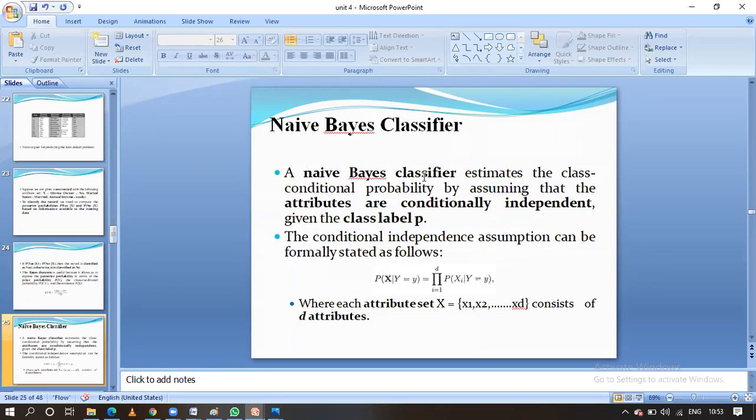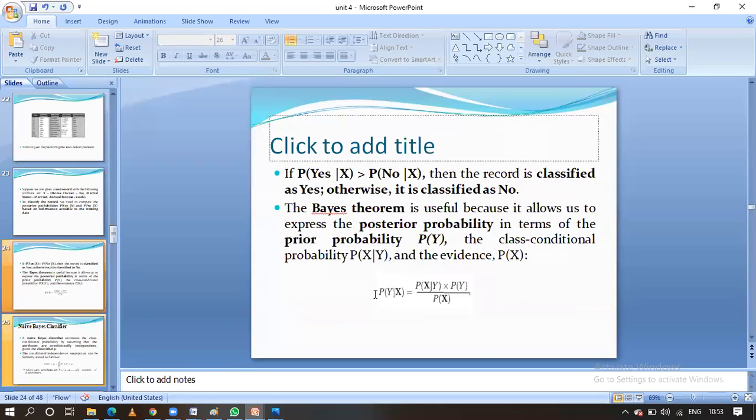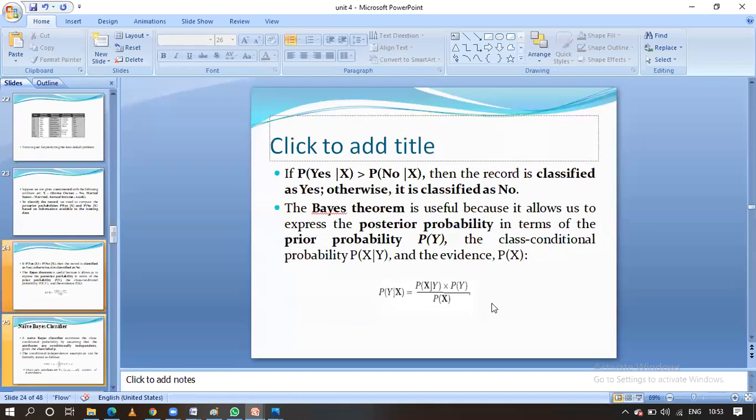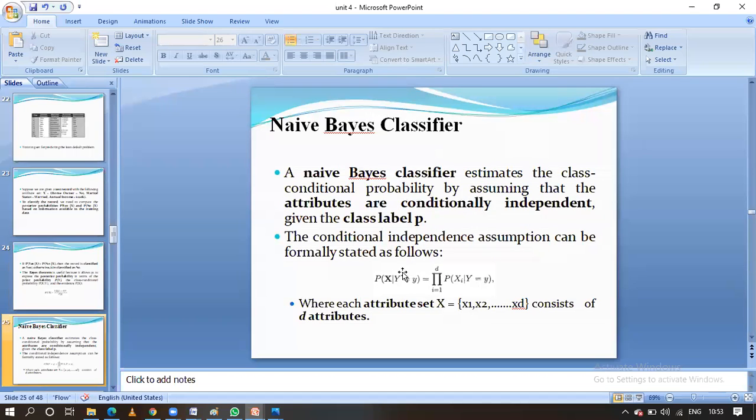Here, in the Naive Bayes classifier, the one assumption we have to know is that attributes are conditionally independent. The next one is the formula related to this: probability of X given Y equal to y. Here this Y we call the class variable, and this X we call the test attribute. X means the input data, and Y means the thing we have to find out.